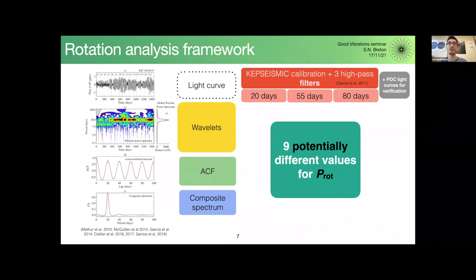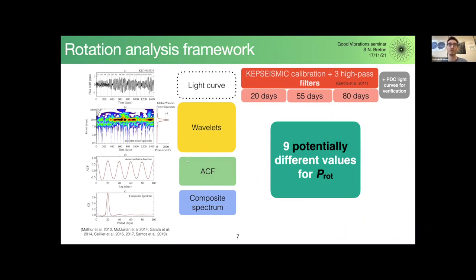Here is the state-of-the-art rotation analysis framework we are working on in our working group. We have the light curve of the star observed by Kepler, and we want to analyze it with several techniques. The first one is the wavelet method. It's a time-frequency analysis that will enable you to see if a periodic signal is consistent along the time of observations. You can project it along this axis in order to get the global wavelet power spectrum.